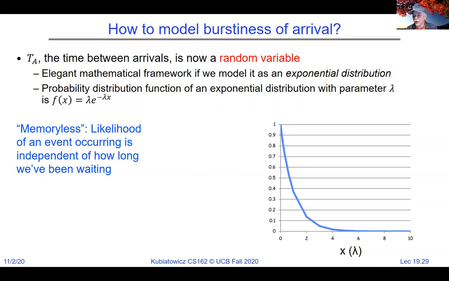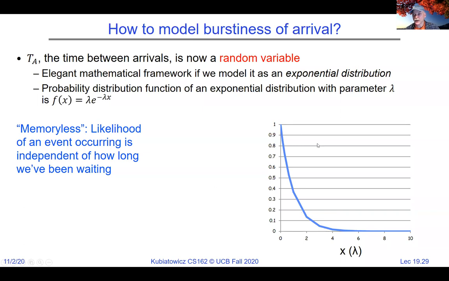Now, how do you model burstiness of arrival? The time between arrivals is now a random variable. There is a lot of elegant math that we're not going to go into in great detail, but one of my favorites is the memoryless distribution, okay? This is the probability that the time between the first guy that arrived and the next guy that arrived is a given value, and it has an exponential curve that looks like this. In fact, the probability distribution is lambda e to the minus lambda x, and that's what I've plotted here, okay? Lambda, in this instance, is the arrival rate. This shows you the probability distribution of how long it takes between the first guy and the second guy. And the question is, why do they call this memoryless?